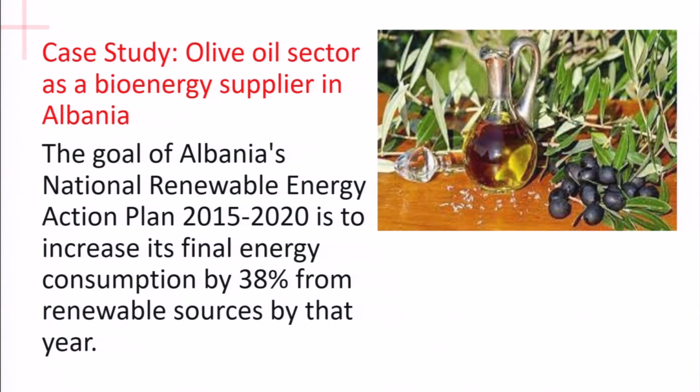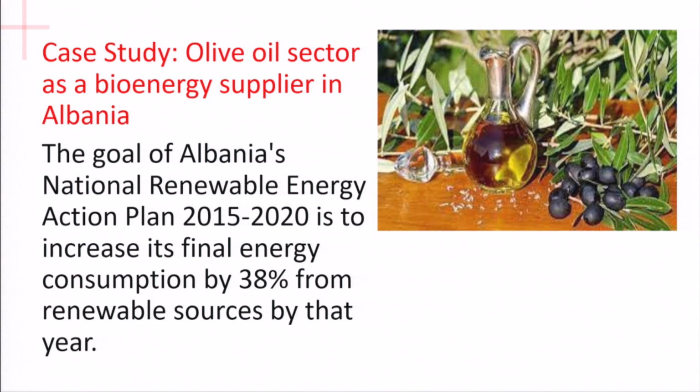Now let us see a case study wherein the olive oil sector can be used as a bioenergy supplier in Albania. The goal of Albania's National Renewable Energy Action Plan 2015 to 20 was to increase the final energy consumption by 38% from renewable energy sources. In Albania, biomass was found to be widely available and it was predominantly used as firewood. In the past few years, production and use of processed wood fuels like pellets and briquettes expanded tremendously. Since Albania is a Mediterranean nation, production of olive oil was also tremendous. So, considering the need for wood, people felt that they could look for an alternate source such as olive oil residues.